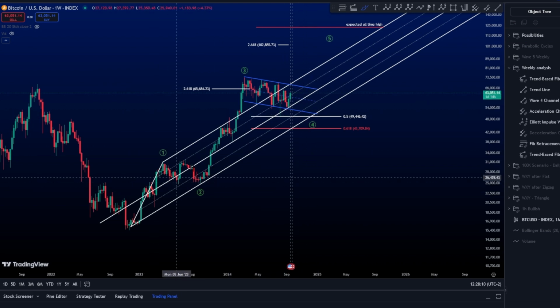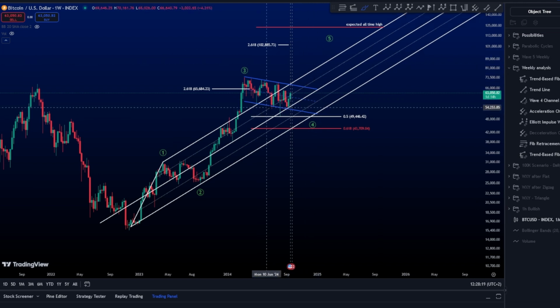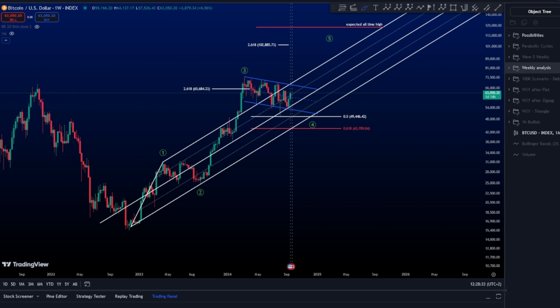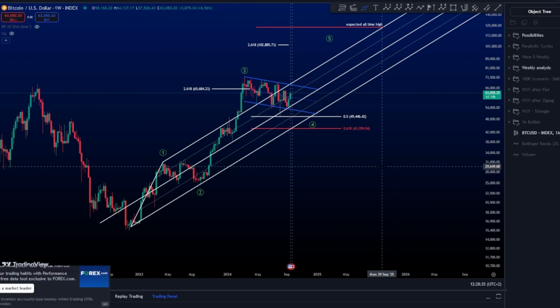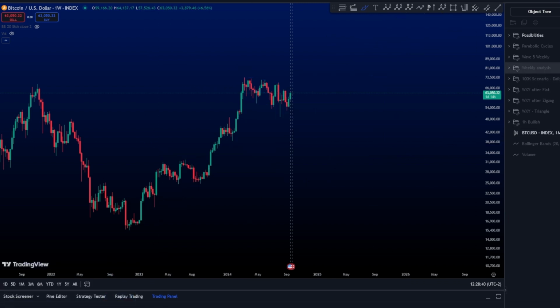So your acceleration channel means once you touch this channel, it should accelerate the impulsive move, while the deceleration channel slows it down. It works as resistance, as we showed before. So this is working perfectly for our weekly chart. Our impulse looks very good and healthy, and respects all the channels for Elliott Wave.